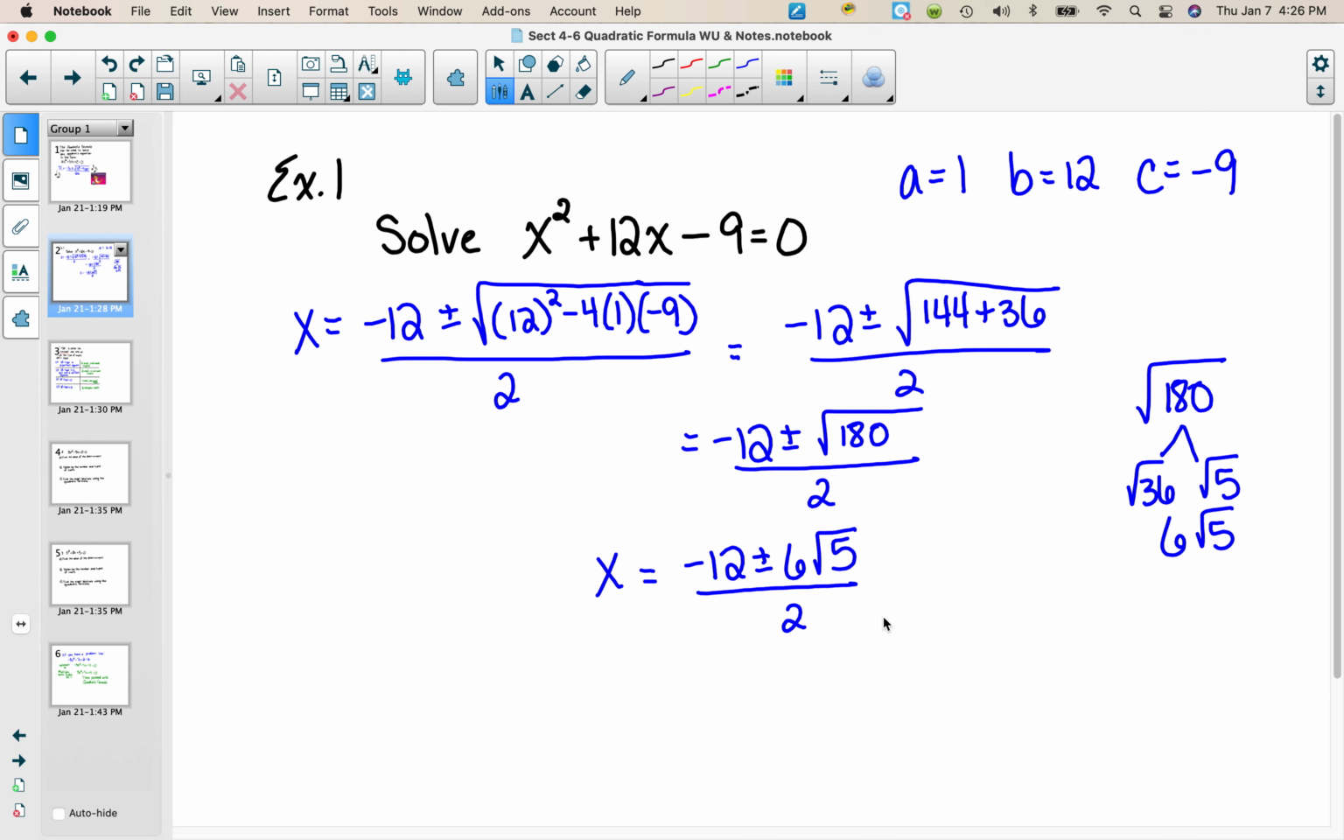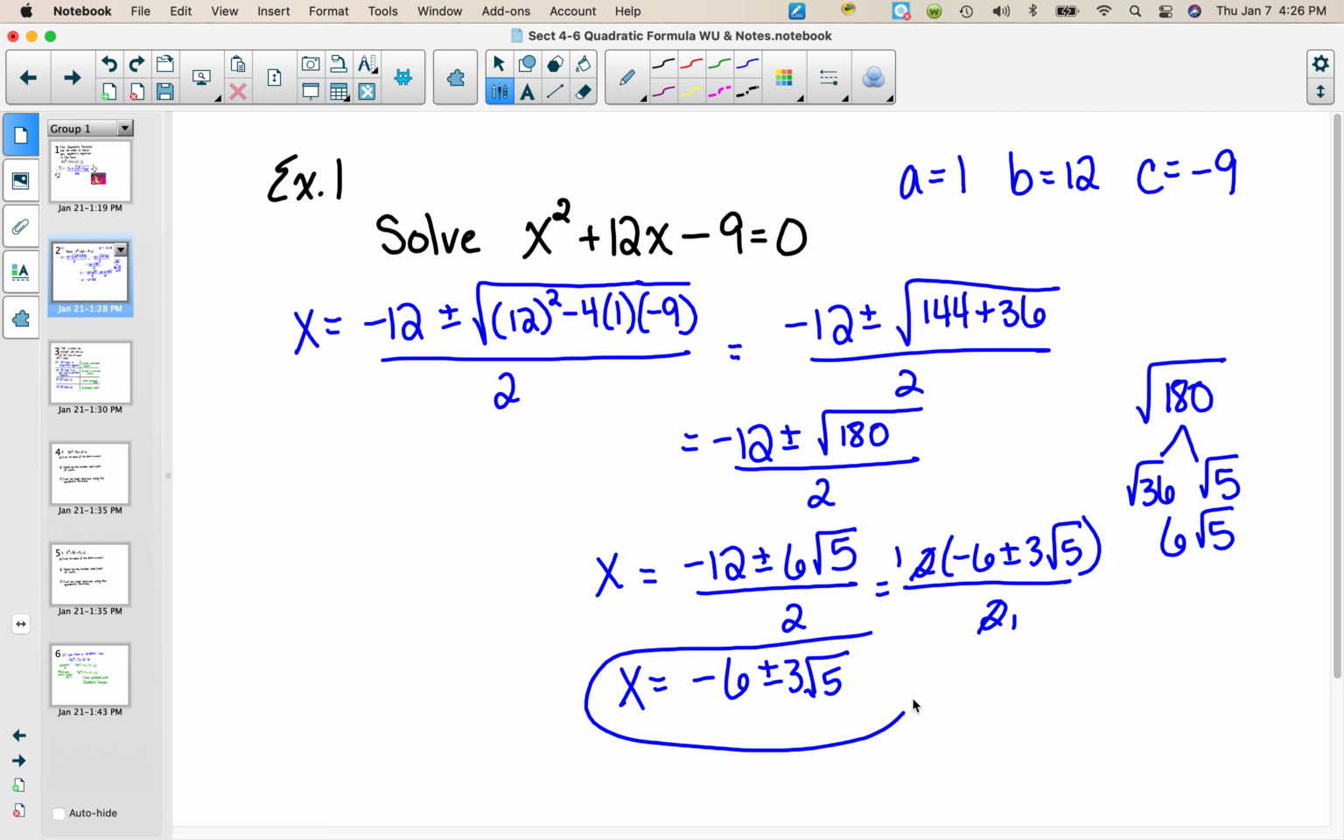But you're not quite done yet, because I can factor a 2 out of the numerator, and then that 2 cancels, and those reduce to 1. So now my answer for x is negative 6 plus or minus 3 root 5. And that would be our answer. And that's how you use the quadratic formula. It's easy to plug the numbers in. It's a little harder to make sure you simplify it correctly.